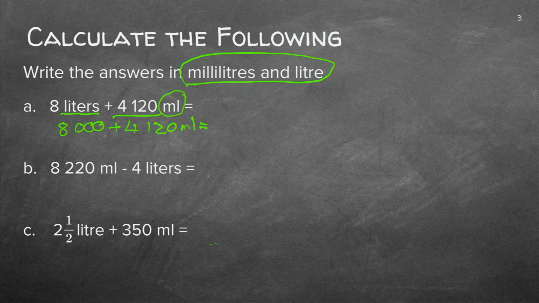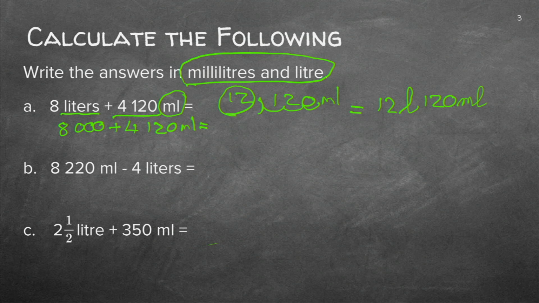I don't even have to do it underneath each other. That answer will be 12,120 milliliters. But now they want the answer as liters and milliliters. Now when I move the comma, I know everything behind it will be my milliliters and everything on the left hand side will be my liters. So when I move my comma 1, 2, 3, there's the comma. So this will be my liters. How do I write the answer? As 12 liters and 120 milliliters.